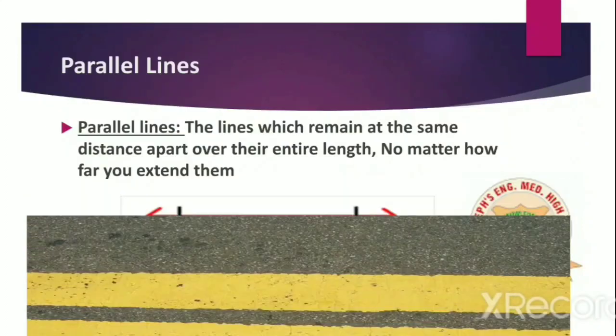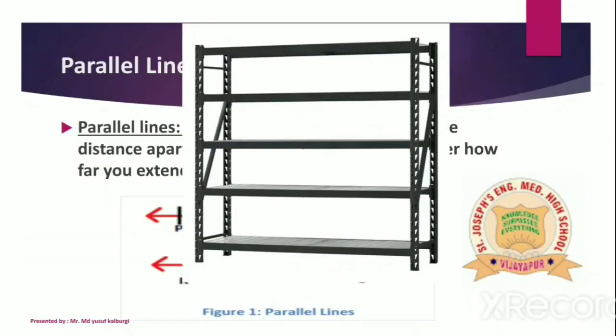Next example: you may see a rack where you can keep your books, bags, and some other things also. Between each and every rack there will be an equal distance. Such kind of lines you may see there, and you call them parallel lines.